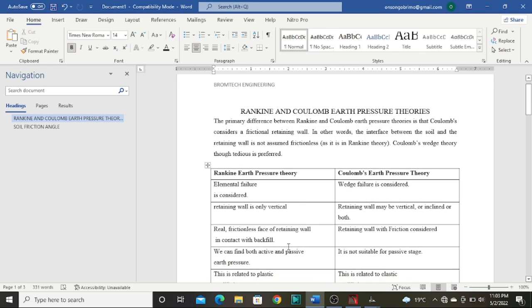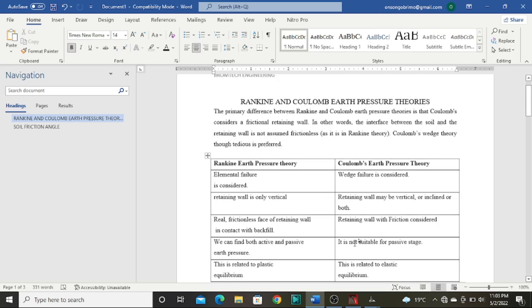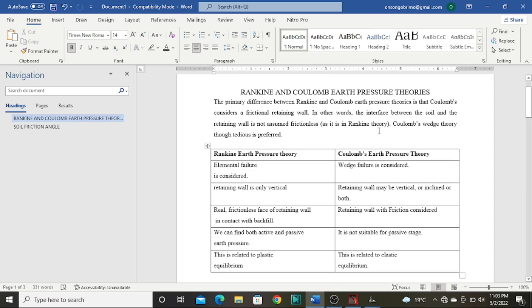Rankine considers only a vertical wall that is frictionless, but Coulomb considers a wall that could be inclined, or the soil could be inclined relative to the wall, and friction in the wall is also considered. There are also a few other differences in these two theories, though Coulomb is preferred. Therefore, normally use Coulomb because it gives the most accurate result, as it also designs to elastic equilibrium as compared to Rankine, which is used to design to plastic equilibrium.